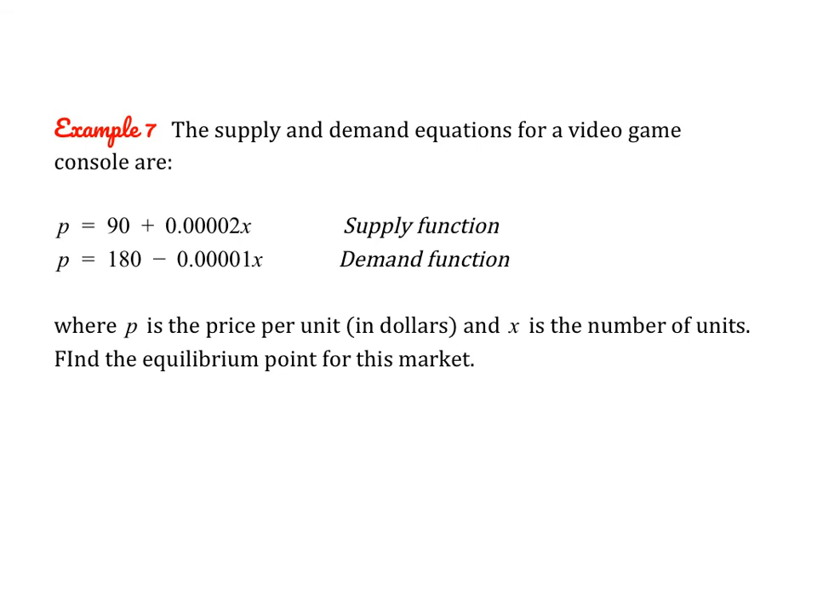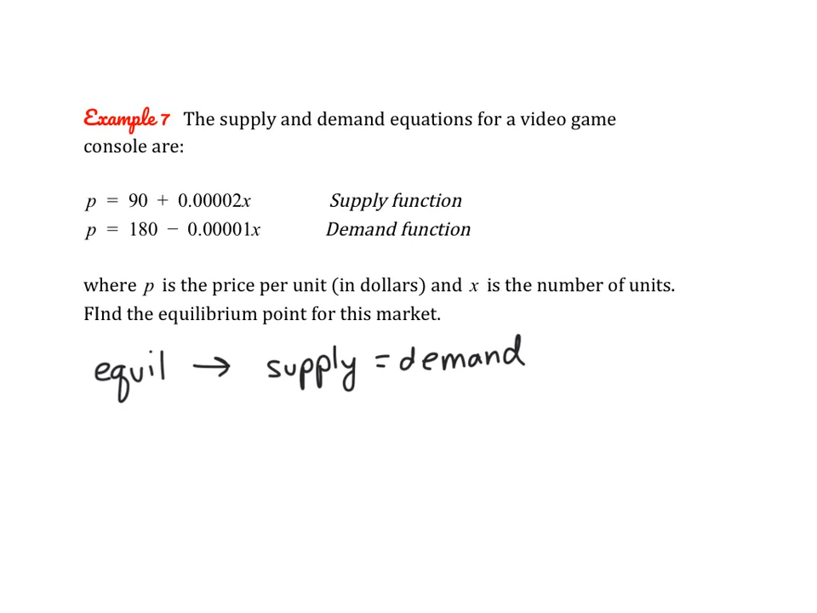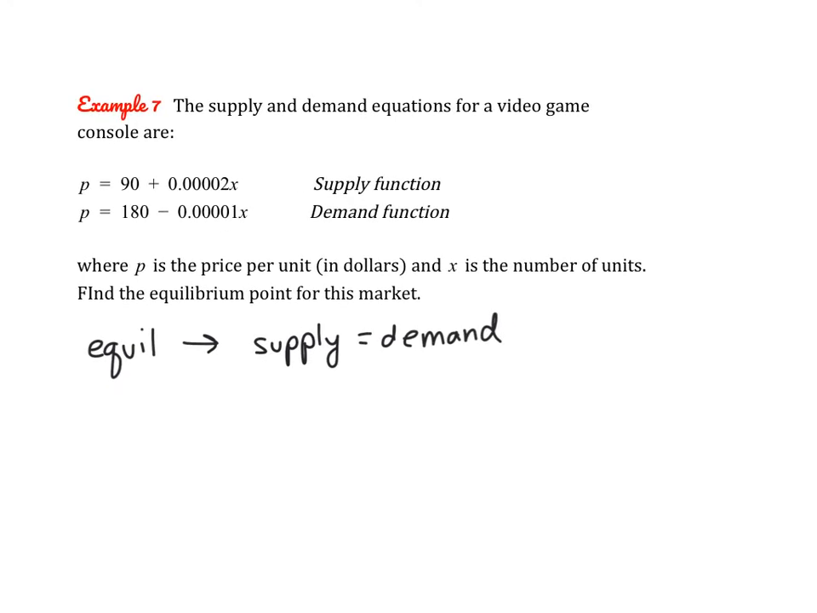Okay, the last type of problem that you'll see is a supply and demand equation. We have a supply and demand function for a video game console, where P is the price per unit and X is the number of units that are sold or produced. They want us to find the equilibrium point. For supply and demand, the equilibrium occurs wherever supply is equal to demand. Imagine a scenario where the price is set just perfectly, where the number of products that a company is encouraged to produce is exactly the same as the number of products consumers want to buy.